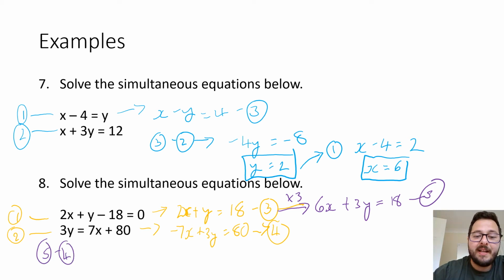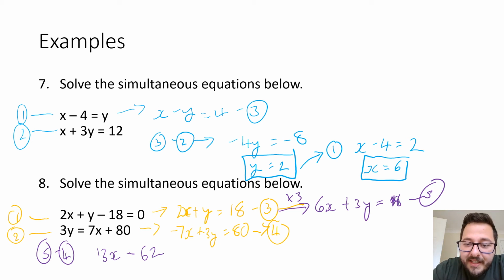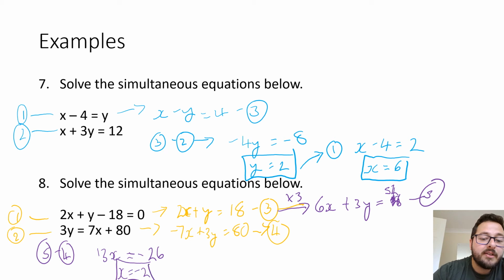So 6x minus 7x is going to be plus 13x. The y's are going to disappear, and then it's going to be 18 minus 80, which is going to give me minus 62. Oh, but what have I not? Yeah, sorry. For some reason I didn't times this 18 by 3. So that's 54, sorry. So let's just go back to what we were doing. So 54 minus 80 is minus 26. So 13x is minus 26. So divide by 13, x must be minus 2.